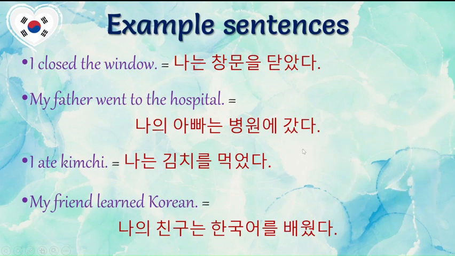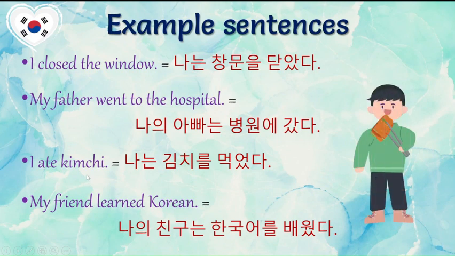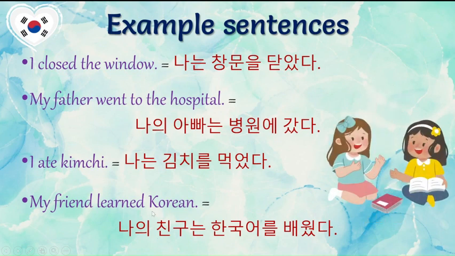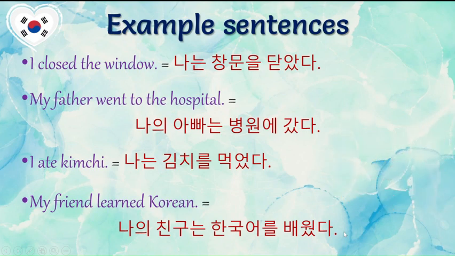Next example is I ate kimchi. 나는 김치를 먹었다. So here we have used the verb 먹다 in the past tense. Very easy. Next example is my friend learnt Korean. 나의 친구는 한국어를 배웠다. Here the Korean verb 배우다 is being conjugated in the past tense. Okay, so these example sentences, it was very easy to understand them once you know the rules of conjugation.